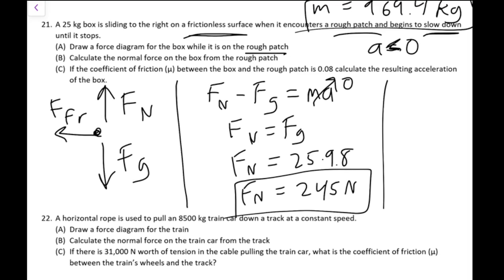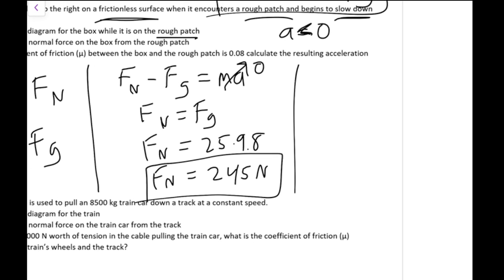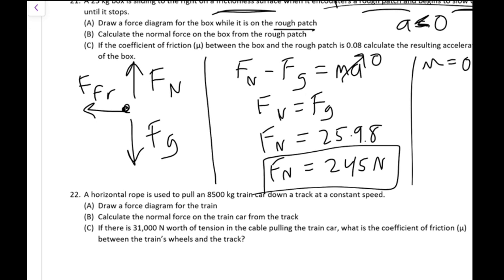All right, and then part C, if the coefficient of friction between the box and the patch is 0.08, so now they tell us this, mu is 0.08, calculate the resulting acceleration. So now we need to look at just the x direction force, which is friction. There's nothing to the right here.